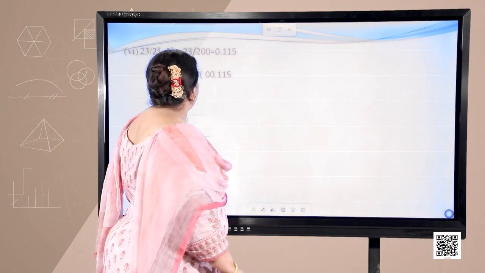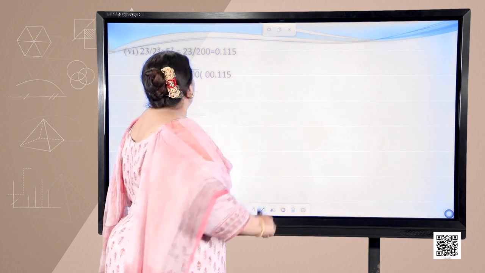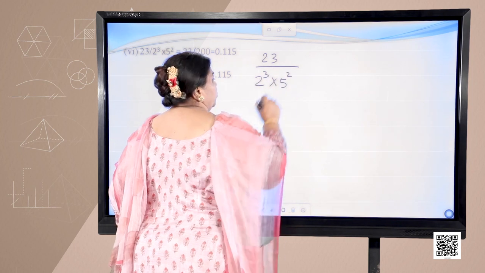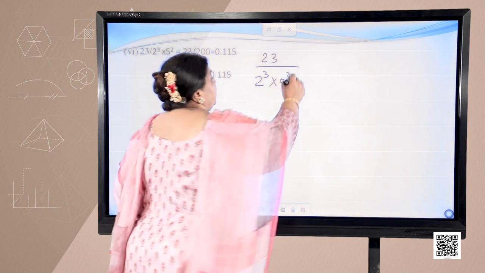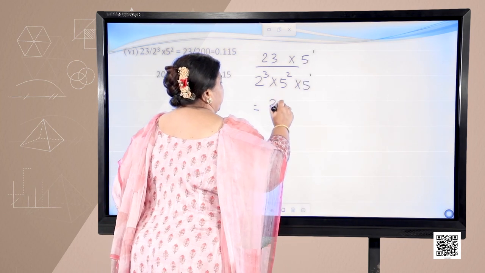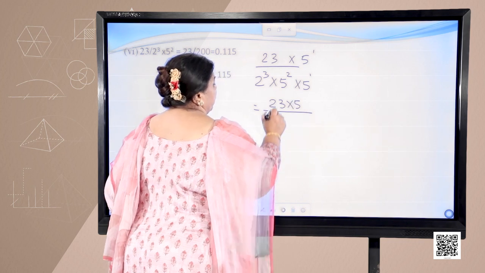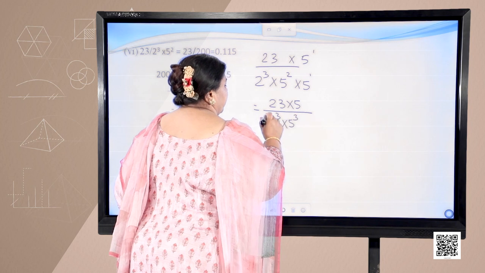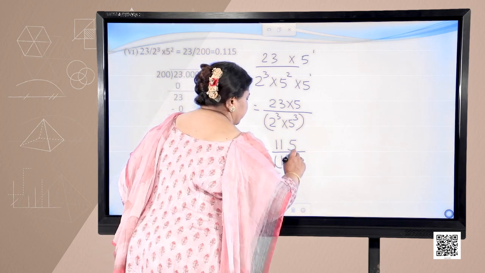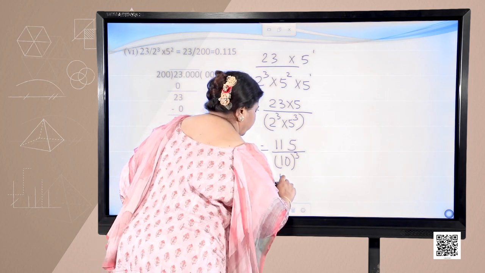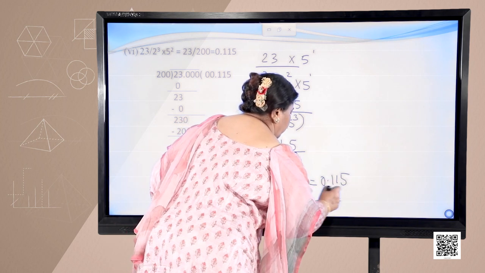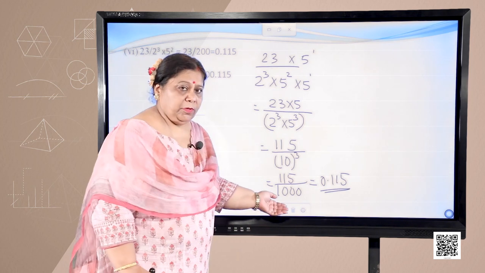Here in this question, we have 23 upon 2 to the power 3 into 5 to the power 2. So, the factors are already done for us. 2 to the power 3 into 5 power 2. In order to get power of 10, I need to just multiply and divide by 5 power 1. Okay. So, 23 into 5 upon 2 to the power 3 into 5 to the power 3, which can be written as 115 upon 10 power 3. We are using laws of exponents. So, 115 upon 1 followed by 3 zeros. That gives us 0.115. I hope the method is clear.